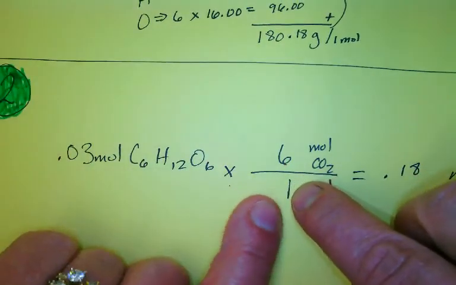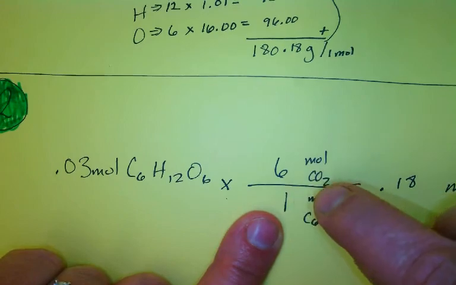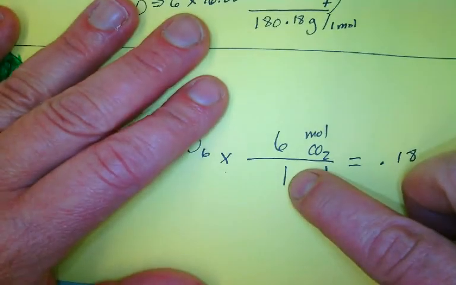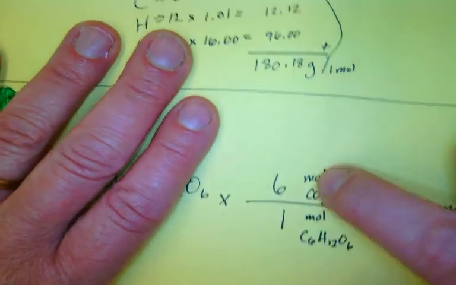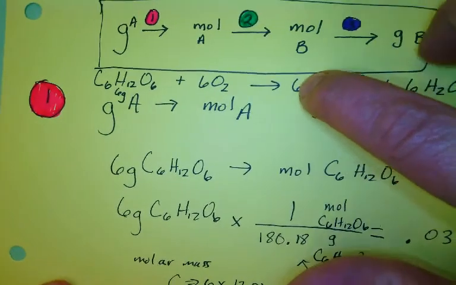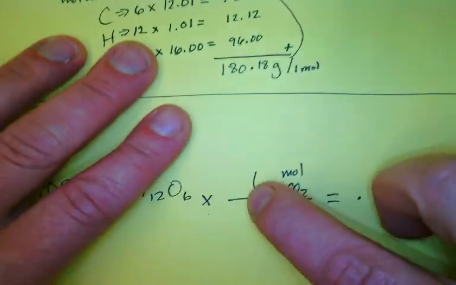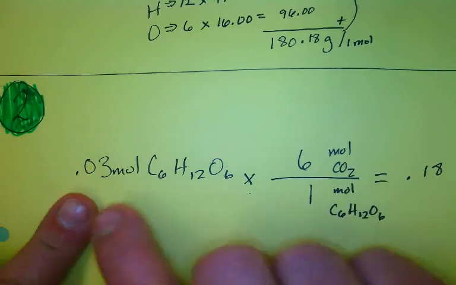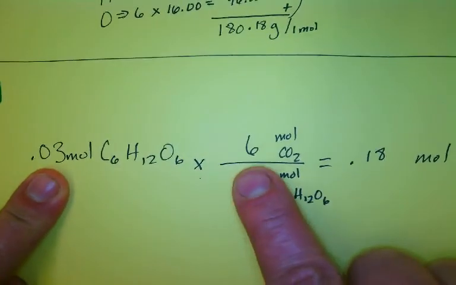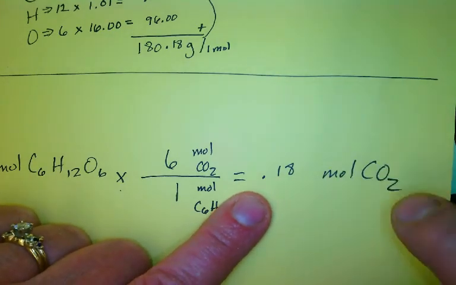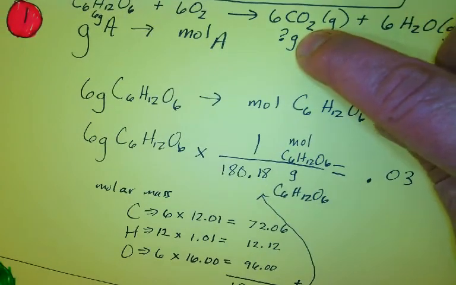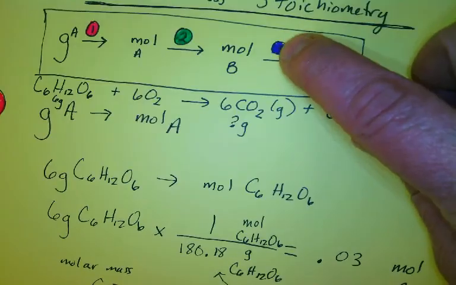So I'm going to look at my coefficient in front of sugar. And it's a 1, so that's where this 1 comes from. And I'm going to look at the coefficient in front of CO2. And that is a 6. So I'm going to write a 6. Then I'm going to take 0.03 moles of sugar times 6. And I'm going to get 0.18 moles of CO2. Now we know we want our answer in grams, so that's going to lead to step 3.